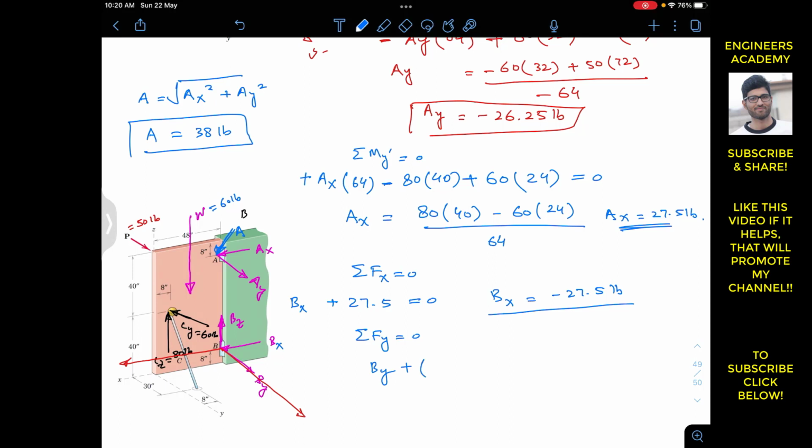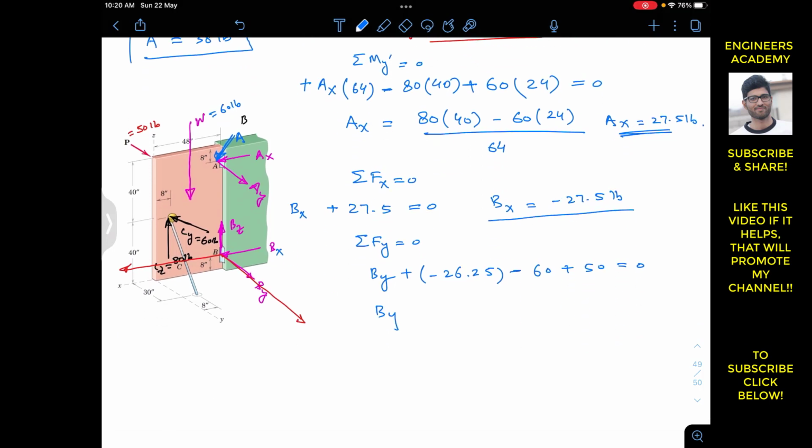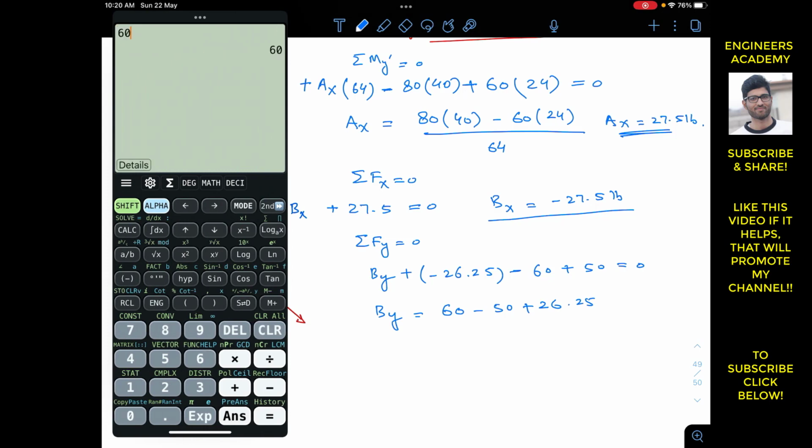So I will write that this is minus 26.25, and similarly Cy is acting in the negative y. So I will write minus, Cy magnitude is 60, and similarly this P force is acting in the positive y direction. Its magnitude is 50. So I will write plus 50, and this is equal to 0. So from this we can write that By is equal to 60 minus 50 plus 26.25. This gives us 36.25.